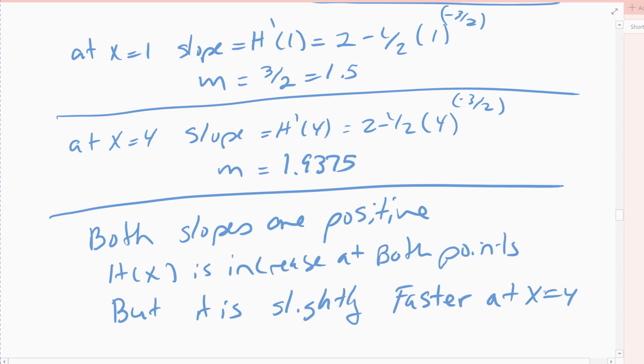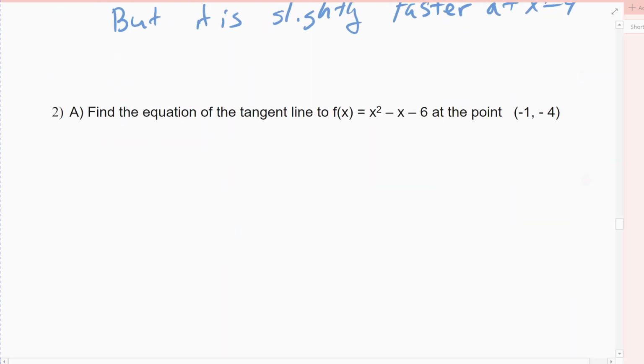If we're talking money, suppose this is profit. At 1 unit, profit's increasing by $1.50 per unit. At 4 units, profit's increasing by $1.94 per unit. So it's a slightly bigger increase in profit at 4 per unit. Not much. I use the word slightly because 1.5 and 1.9 isn't a huge difference, but it is a slight change. All right, next example.